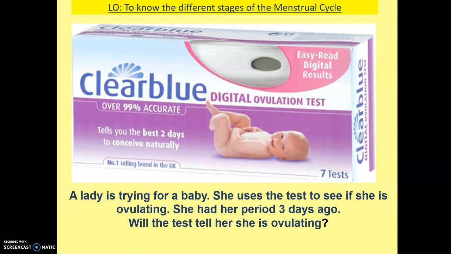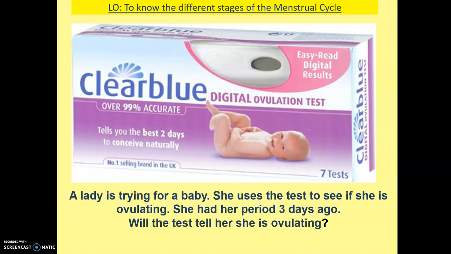Okay, maybe if she waited 1 more day, on the 4th day, on the 5th day, then she's more likely to be told whether she's ovulating, if that makes sense, okay? Like I said, she had a period 3 days ago. Would the test tell her she's ovulating? Less likely, okay? Because it's a little bit too early.